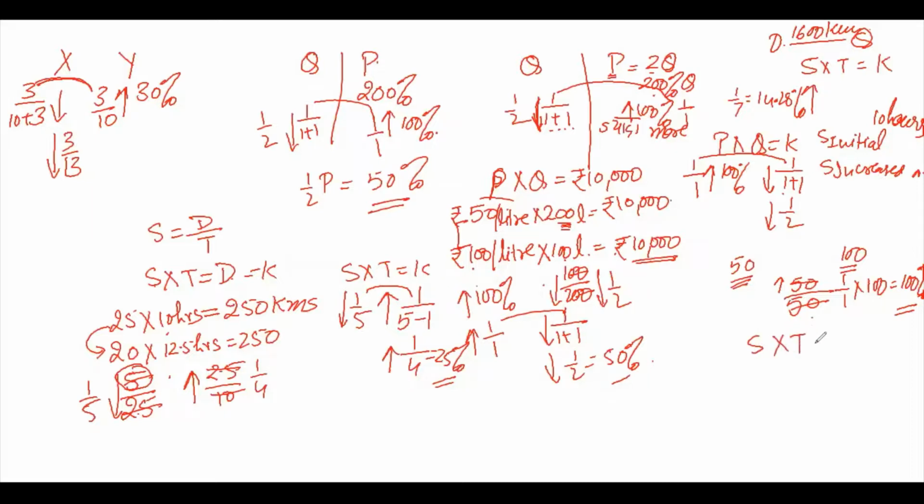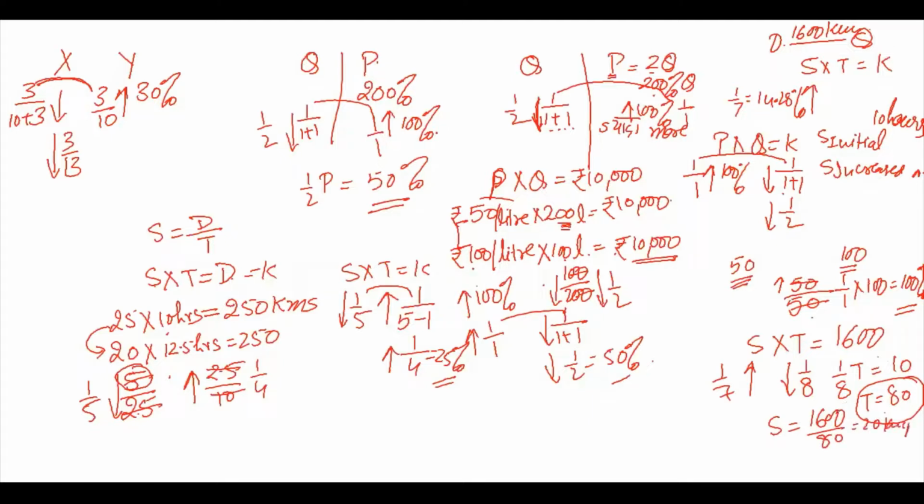Speed into time is equal to the distance, which is given here as 1600 kilometers. Speed increases by 1/7. The time is supposed to decrease by 1/8. Everyone knows the numerator never changes, the denominator increases. So 1/8 of time is equal to how much? 10 hours. The initial time taken is 80 hours for 1600 kilometers. What is the speed? The speed will come out to be 1600 by 80, which is 20 kilometers per hour.